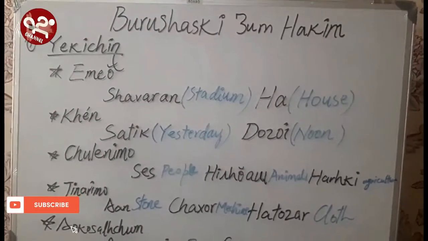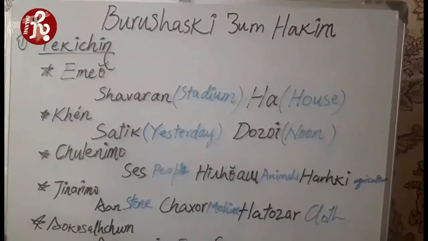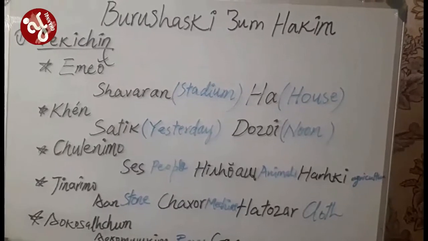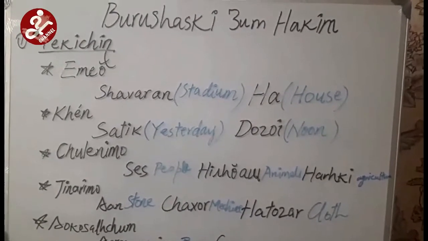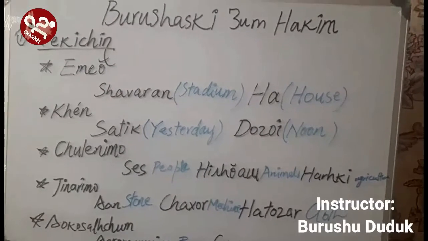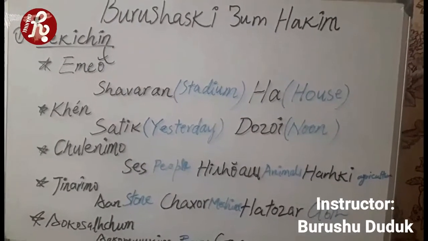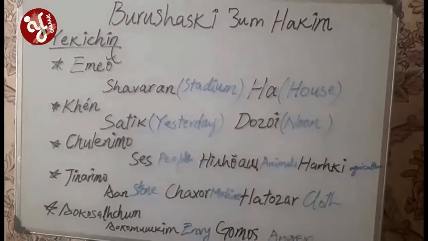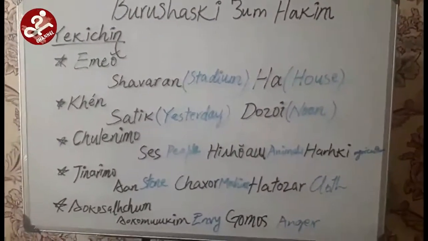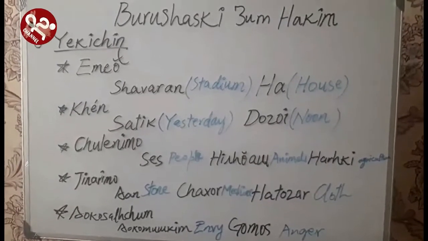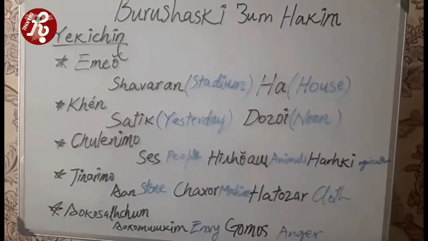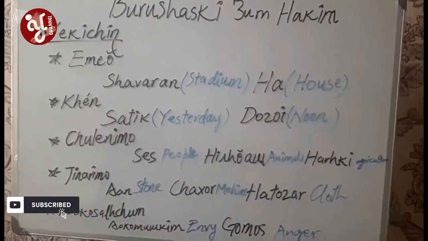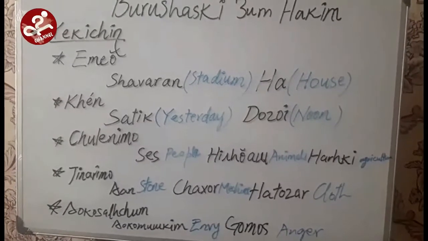In Yekiching, the first is Emet. Emet means a name, like Shawaran. Emet is the name of a place, or name of time, or name of living beings, or name of a thing, or non-living beings, or name of a feeling or a thought. So first is the Emet, name of a place, and examples are Shawaran, that means stadium, and Ha, that means house.